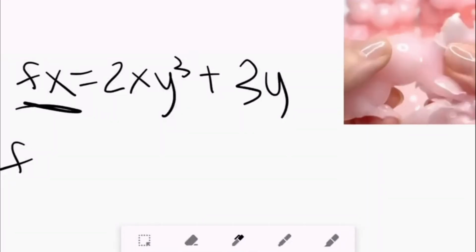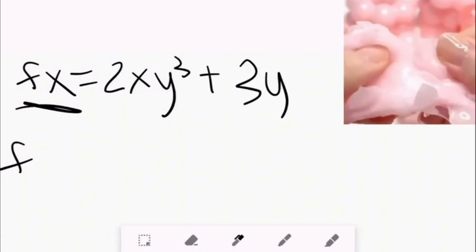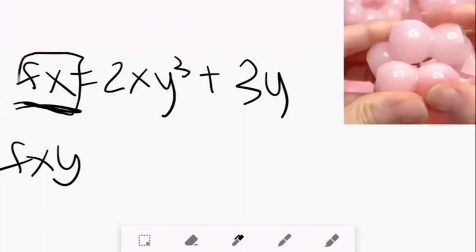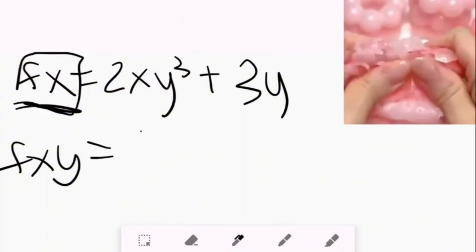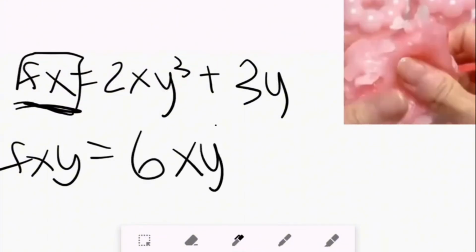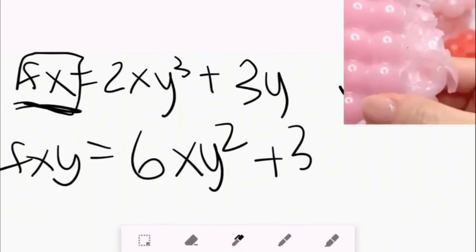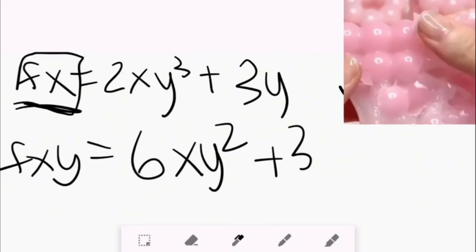Okay, so if you have f_x, the way that you'll solve f_xy is by taking the derivative of f_x with respect to y. So you get 6xy squared plus 3. Very easy. Now, what do f_x, f_y, and f_xy give you?